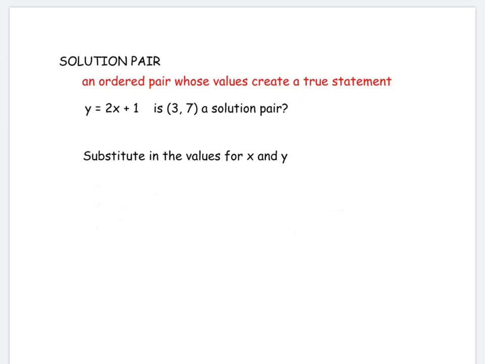by substitution. So if we're looking at the equation y equals 2x plus 1, and we want to know if 3, 7 is a solution pair, I know that 3 is the x value and 7 is the y value. So I can substitute in the values for y and x. So y is 7, so I'd have 7 equals 2x, which is times 3, plus 1.